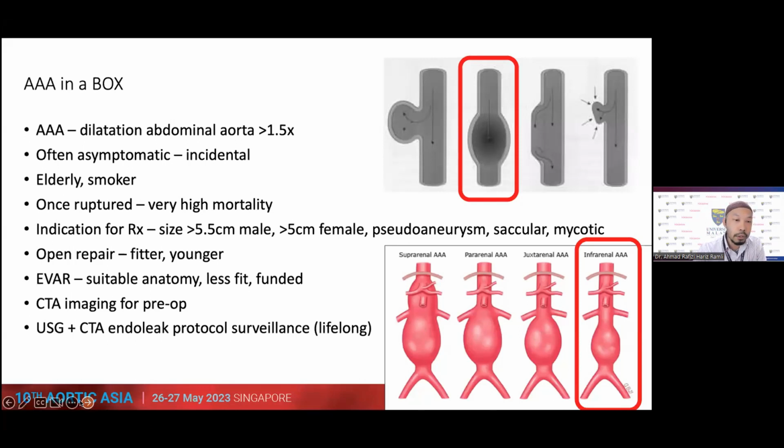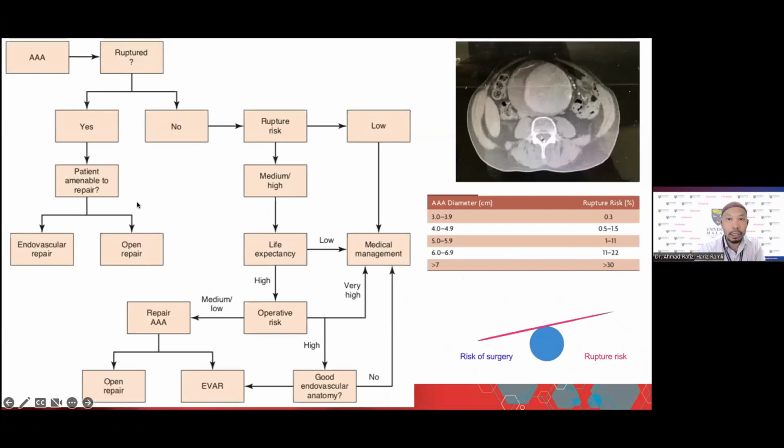Okay, let's just move on. So this is just a treatment algorithm. I don't really need to elaborate more about this, but having said that, the rupture risk increases with the size of the AAA. As you can see here, if it has reached more than 5.5, the rupture risk can go up to 10%. This is when the open repair risk is actually less than the rupture risk for the patient. So that's why we advocate repair.